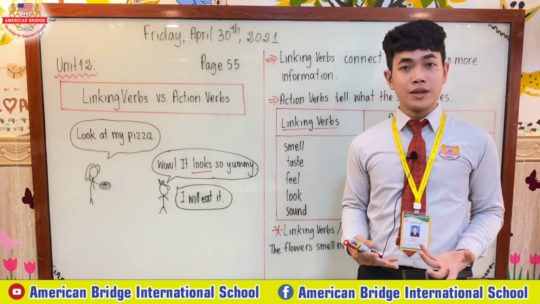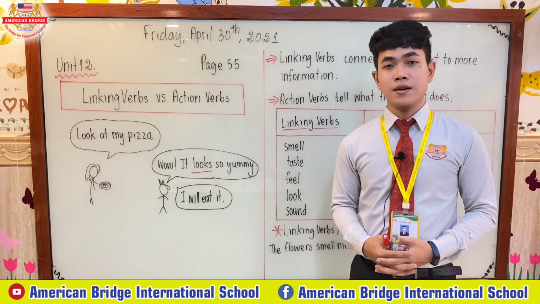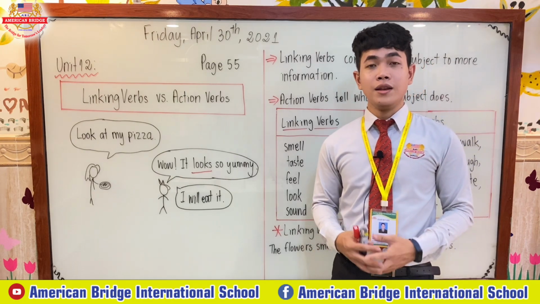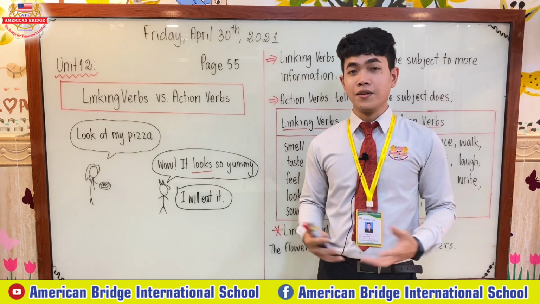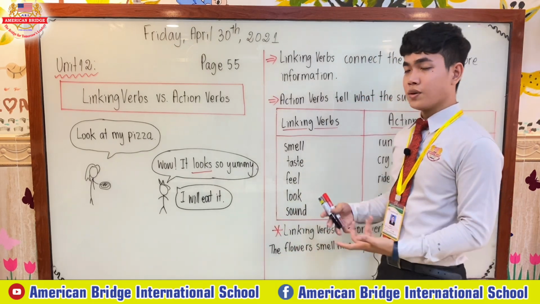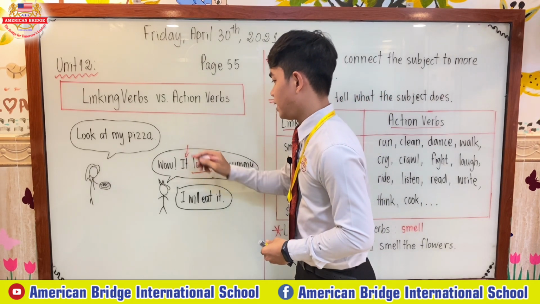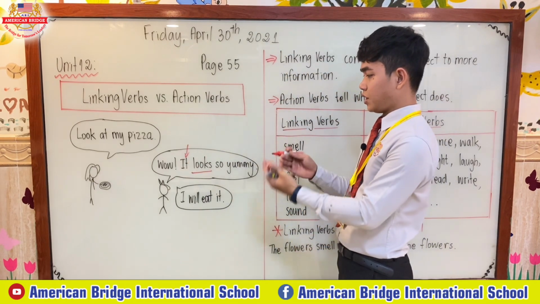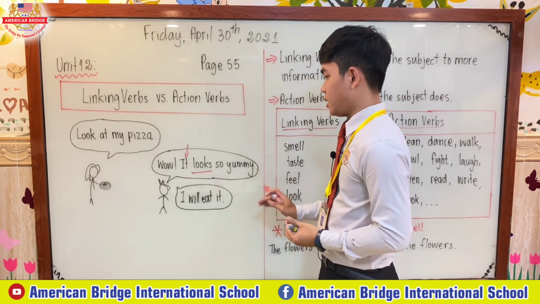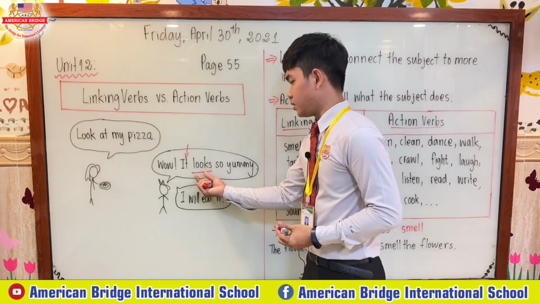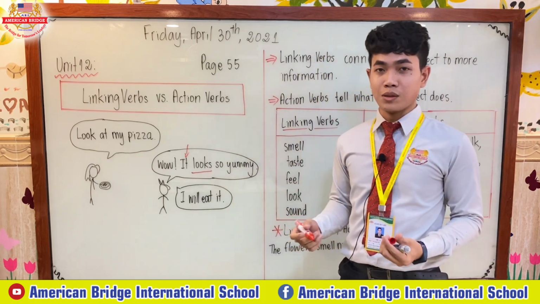As we already know, linking verbs connect the subject to the information of the sentence. Here, the subject is the word it. So it connects the subject to the information of the sentence, just like "it looks so yummy." Looks is what we call the linking verb, and one more thing: looks is also a sense verb.